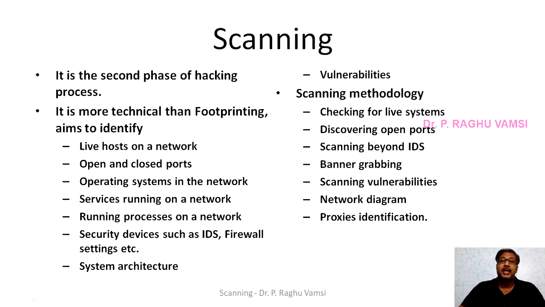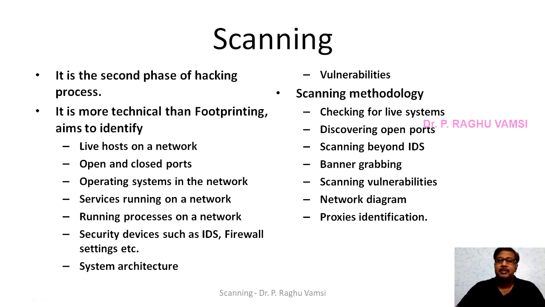Then we need to perform banner grabbing. Banner grabbing is a technique used to gain information about the network services that are running on the computer on the network, especially on the open ports. What services are running needs to be identified. This is called banner grabbing. For this, we may use TCP scanning and many other TCP-related scanning techniques with the help of scanning tools such as Nmap.